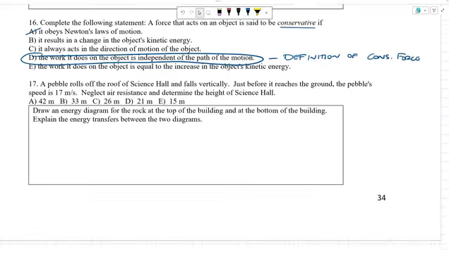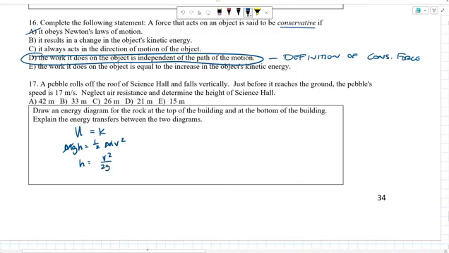We've got this pebble rolling off the science hall. We know that it starts off with pure potential energy. All that potential energy is going to turn into kinetic energy. So mgh is equal to 1/2 mv squared. The masses cross out here, so the height is going to be v squared over 2g. So the speed we have at the end is 17 meters per second, squared, divided by 2 times 10. When we plug in all of those numbers, we end up with a height of 15 meters. That's how high the science hall is.